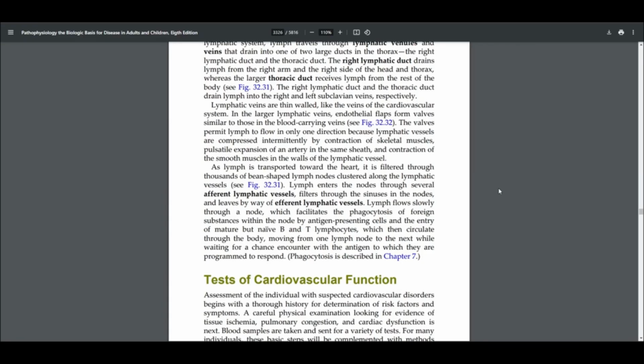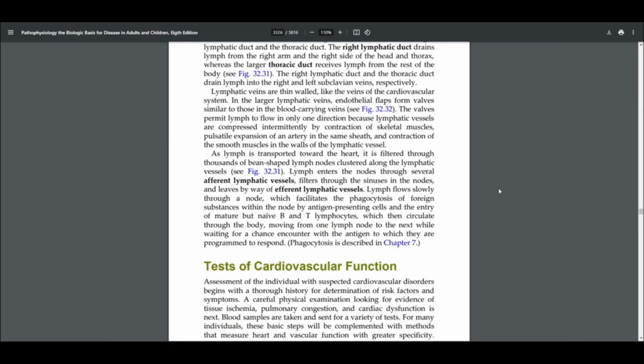Lymph enters the nodes through several afferent lymphatic vessels, filters through the sinuses in the nodes, and leaves by way of efferent lymphatic vessels. Lymph flows slowly through the node, which facilitates the phagocytosis of foreign substances within the node by antigen-presenting cells and the entry of mature but naive B and T lymphocytes, which then circulate through the body, moving from one lymph node to the next while waiting for a chance encounter with the antigen to which they are programmed to respond. That's phagocytosis in Chapter 7.